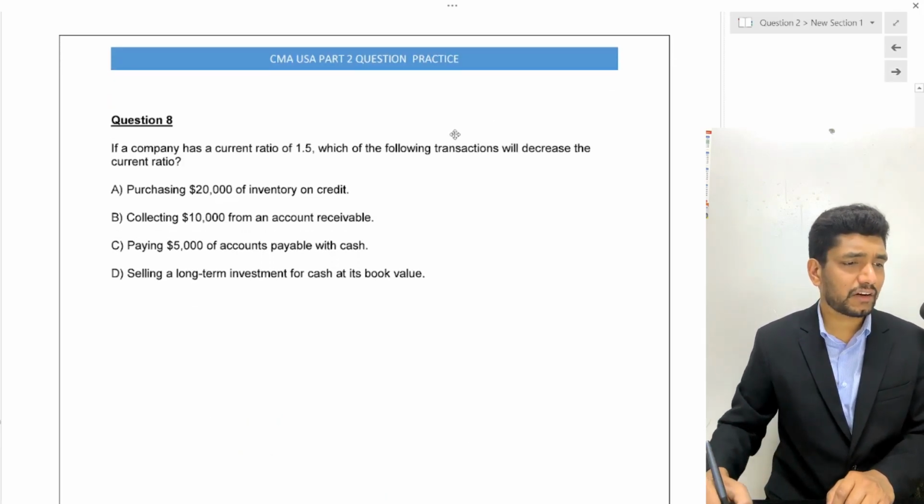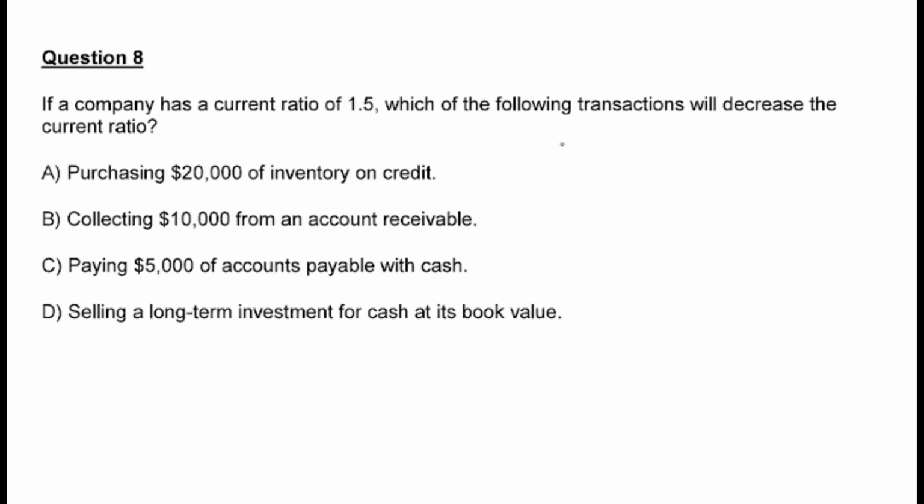If a company has a current ratio of 1.5, which of the following transactions will decrease the current ratio? At the same time, we'll apply an example, so that if the current ratio is 1.5, it means 150,000 divided by 100,000, that is current asset divided by current liability. Now it is 1.5. Then which of the following transactions will decrease the current ratio?